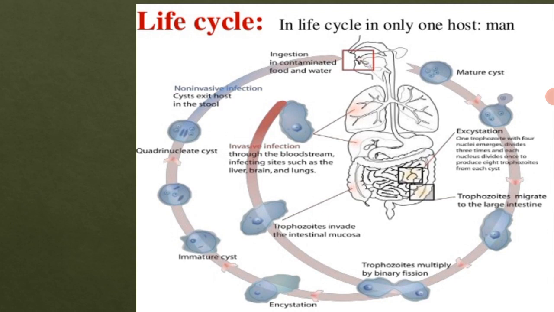There, encystation will happen again. After the encystation, the immature cyst will then produce the mature cyst, the quadrinucleate cyst. And that cyst is then excluded from the body via the stools. This is the life cycle of Entamoeba histolytica.